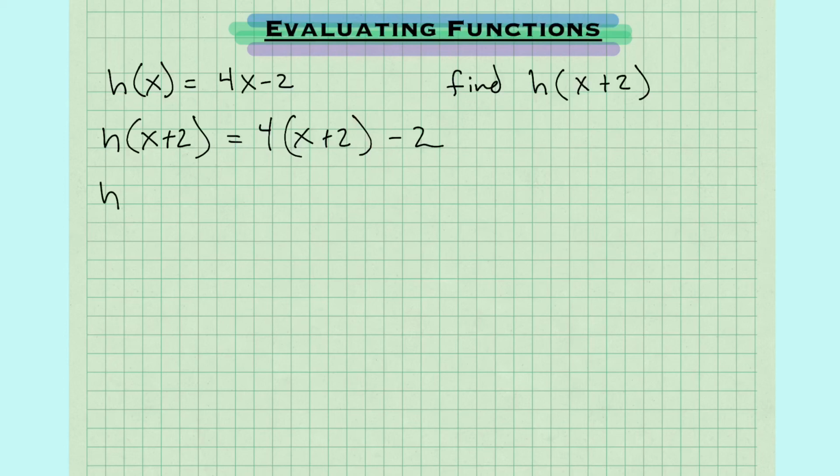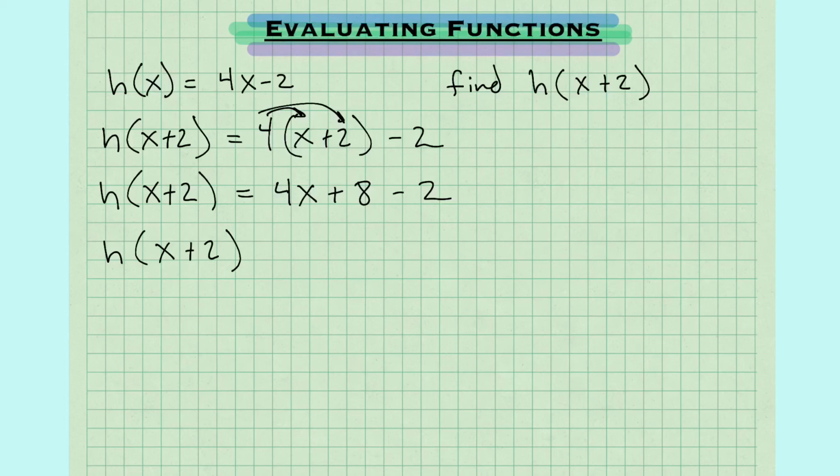Okay, so h of x plus 2 equals, now here we're just going to do distribution. So we have 4x plus 8 minus 2. So h of x plus 2, we're going to say that equals 4x plus 8 minus 2. That's going to give us 4x. 8 minus 2 is a positive 6. So 4x plus 6 is our answer.